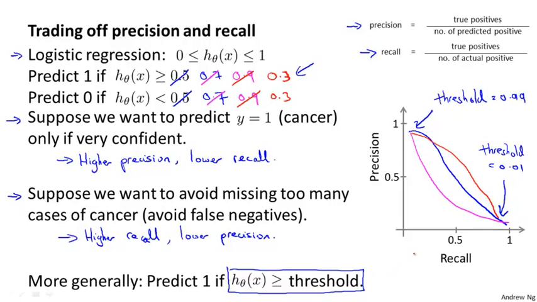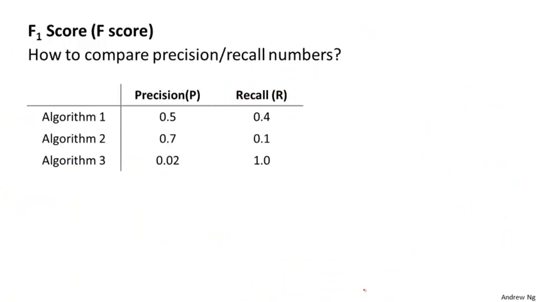So this raises another interesting question, which is: is there a way to choose this threshold automatically? Or more generally, if we have a few different algorithms or a few different ideas for algorithms, how do we compare different precision recall numbers? Concretely, suppose we have 3 different learning algorithms. Actually, maybe these are the same algorithm, but just with different values for the threshold. How do we decide which of these algorithms is best?